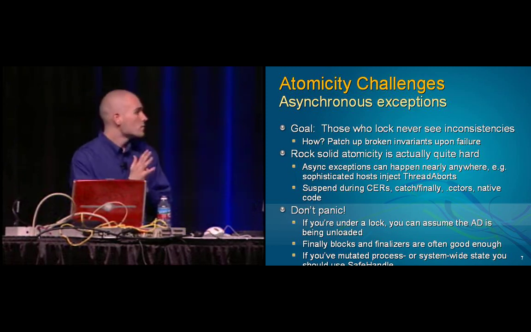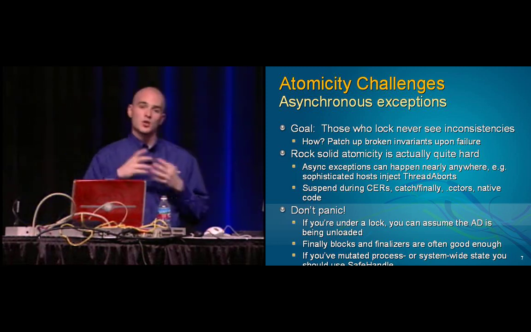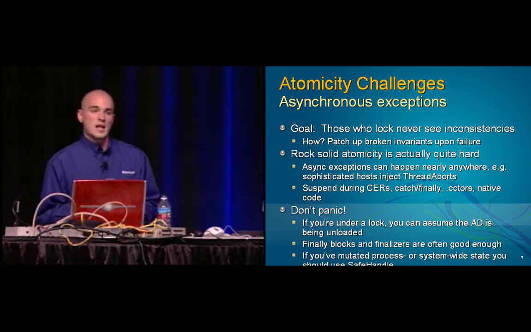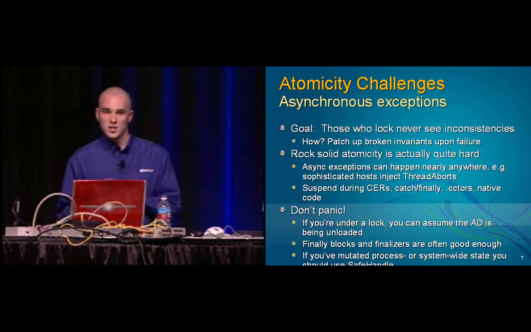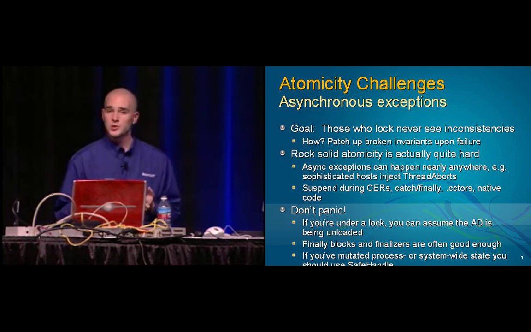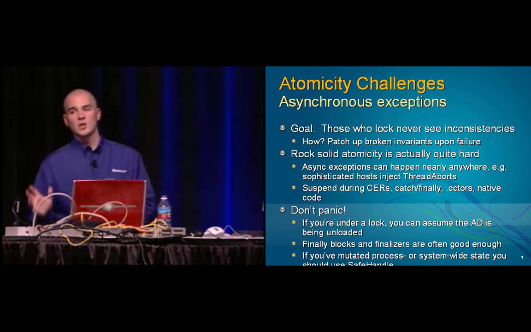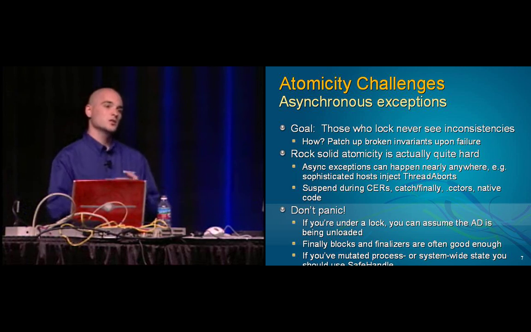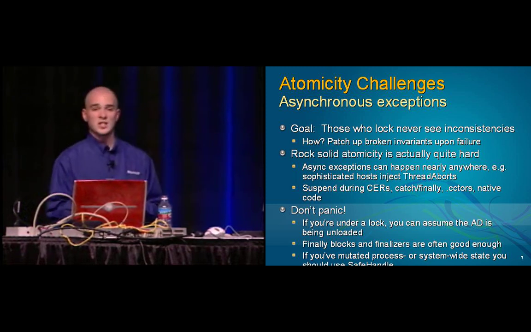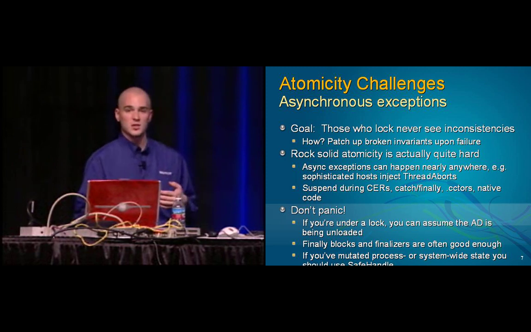So let's touch on atomicity for just a brief moment. There's actually a challenge here when you're writing, you know how I said, just write a try catch or a try finally block. There are some situations where it's not so simple. The goal, again, is to make sure that anybody who follows the locking protocol never sees broken invariants. So how do you do this? Well, you patch up broken invariants upon failure, if you can. But achieving this 100% of the time is a little bit trickier than you might imagine, because sophisticated hosts like SQL Server can inject thread abort exceptions. This can happen when you've mutated data structures. You'll have to catch the exception and deal with it appropriately.